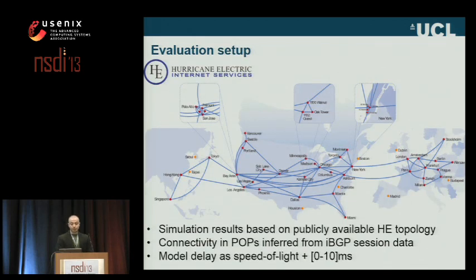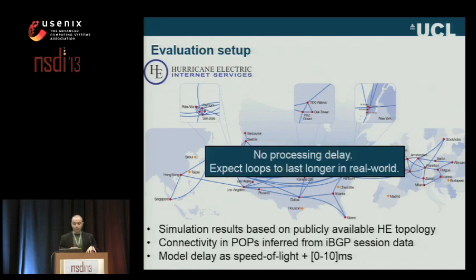I will be presenting simulation results based on the topology of Hurricane Electric, which is a large international ISP. The loops that I will be telling you about are very dependent on variable delay. In our experiments, we introduce no processing delay, and we model a propagation delay variation of a maximum of 10 milliseconds. Therefore, we expect loops to last a lot longer in practice. We also have real-world results in the paper from a prototype.